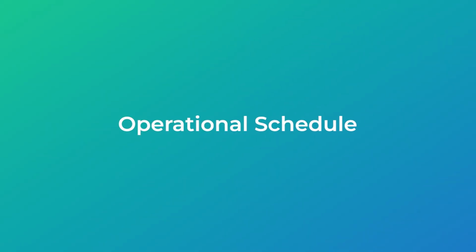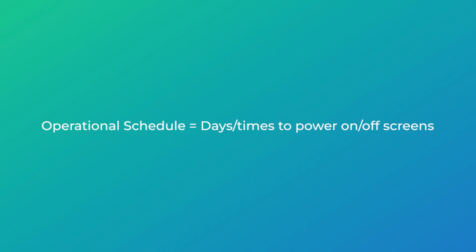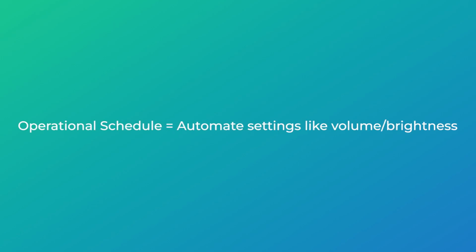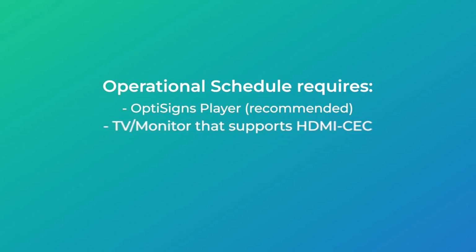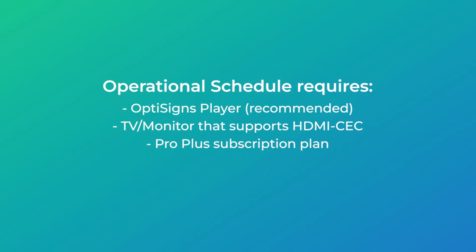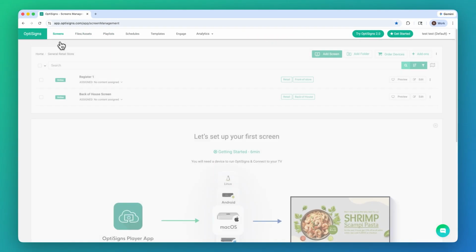The last feature within screen management we'll examine is Operational Schedule. Operational schedules allow you to set times when you want your screens to power on and off, and control settings like volume or brightness of your screen. This feature is available for OptiSigns users who are using an OptiSigns player with a TV or monitor that supports HDMI CEC and have an OptiSigns Pro Plus subscription plan. Let's set up an operational schedule for the screen at the register.